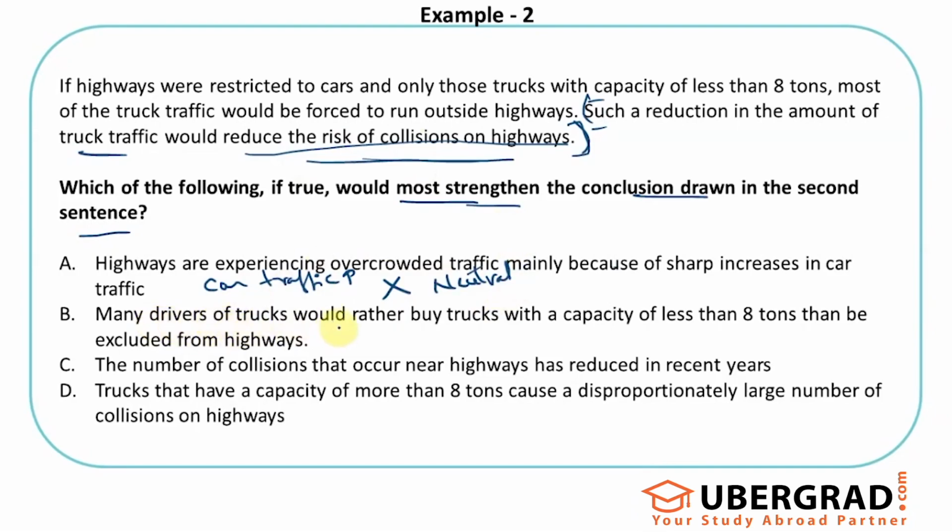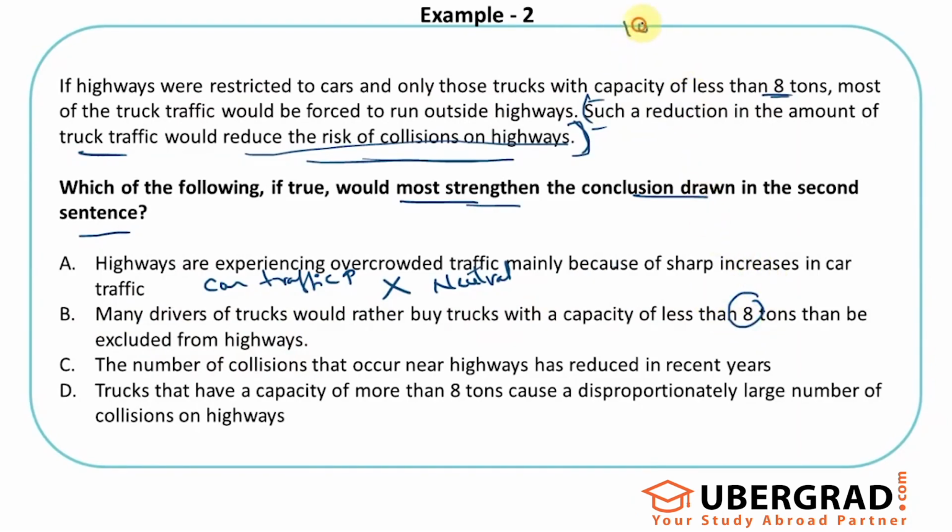Many drivers of trucks would rather buy trucks with a capacity of less than 8 tons than be excluded from the highways. Right, this is basically saying many truck drivers would buy trucks with capacity less than 8 tons than be excluded from highways. Because of this rule that trucks greater than 8 tons must move out of highways, if most of the drivers prefer to buy trucks less than 8 tons, what would happen?